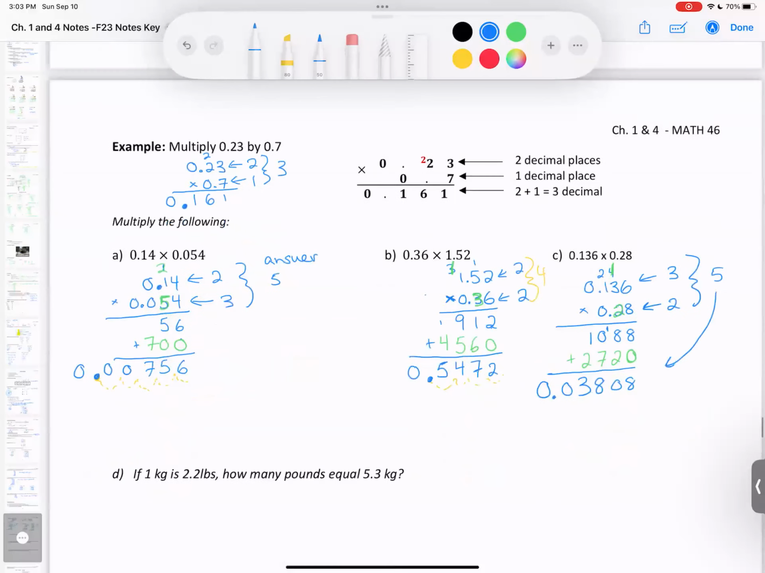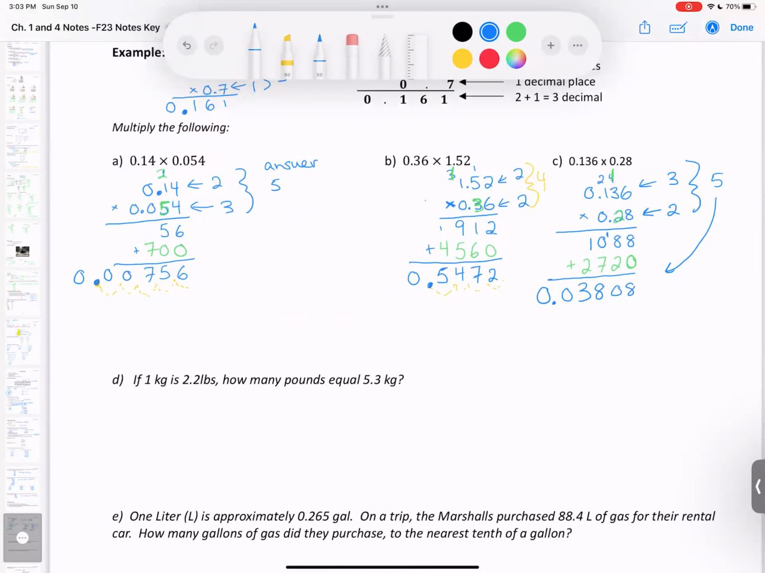All right, let's try a word problem. So if 1 kilogram is 2.2 pounds, that's the general conversion between the two. How many pounds would be in 5.3 kilograms? So if we had just 1 kilogram, it would be 2.2 pounds. But now we have 5.3 kilograms. So what we're going to want to do is take our 5.3 kilograms and multiply by 2.2, because in each of those kilograms, we've got 2.2 pounds.